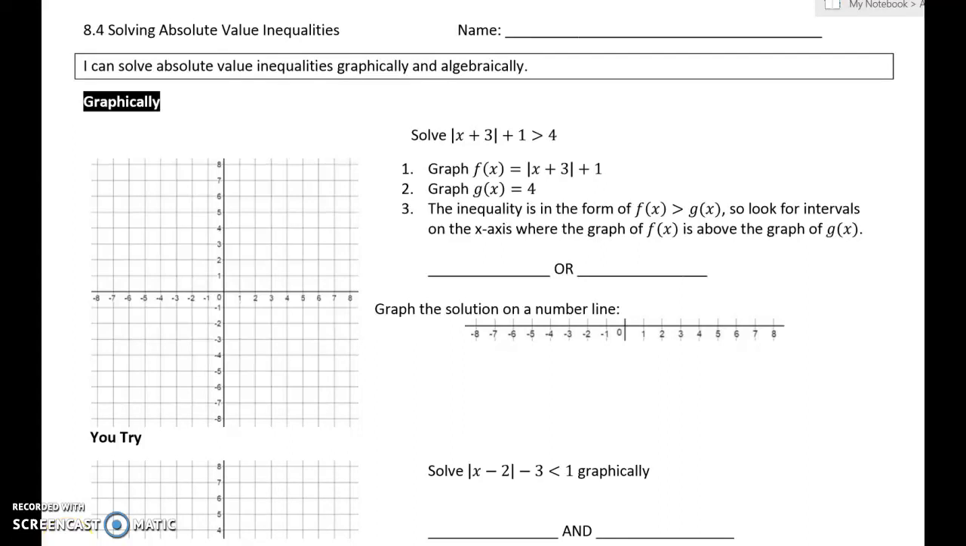Hello, this is 8.4, solving absolute value inequalities. I can solve absolute value inequalities graphically and algebraically. So first, to solve it graphically, we will start out by graphing each side as a separate function, just like we did in 8.3 rather.